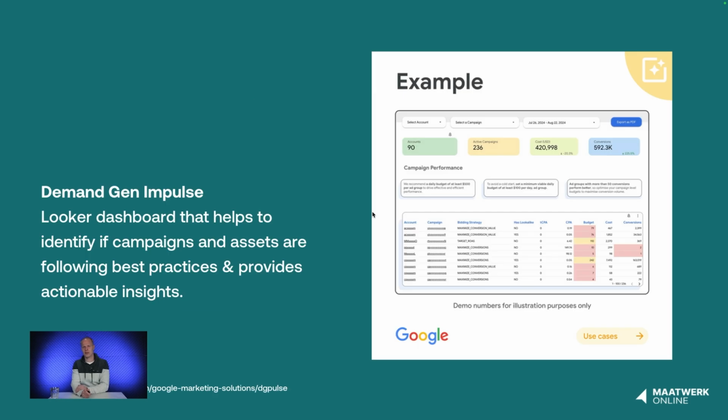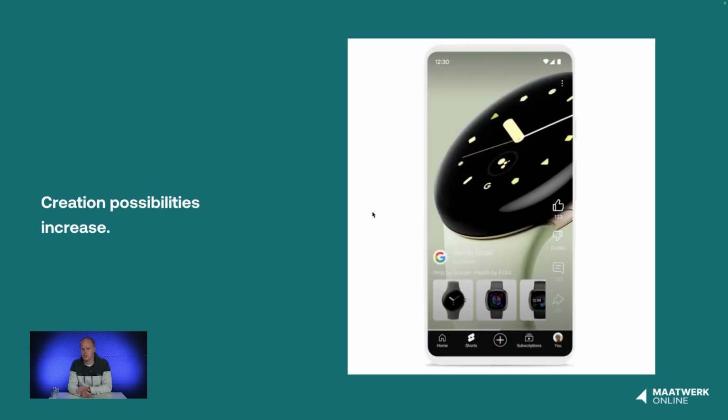This is also a really nice feature, Demand Gen Impulse. It's like a Looker dashboard that helps to identify if your campaigns and assets are following the best practices and provides actionable insights. Be aware, we're talking about the best practices in the eyes of Google. So you really need to look past the Google glasses. There's a link below where you can have a look at this dashboard. It's on GitHub, the official Google GitHub actually.